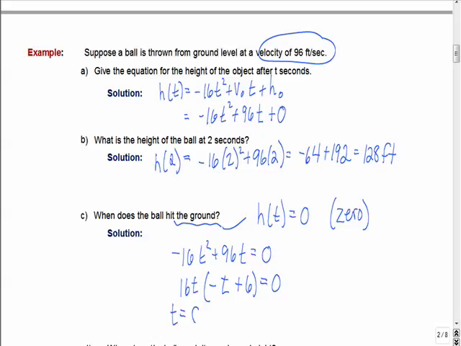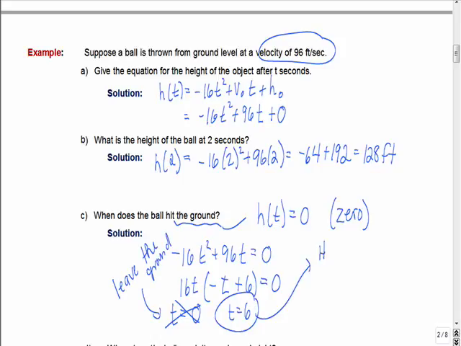And if I do this, I end up getting t equals 0 when I set the first piece to 0, and t equals 6 when I set the second piece to 0. Now the t equals 0 makes no sense, because that's not when it hits the ground. That's when it actually leaves the ground. Right? That's the time when it leaves the ground. And so the t equals 6 is when it hits the ground. And so that would be the answer to part C.